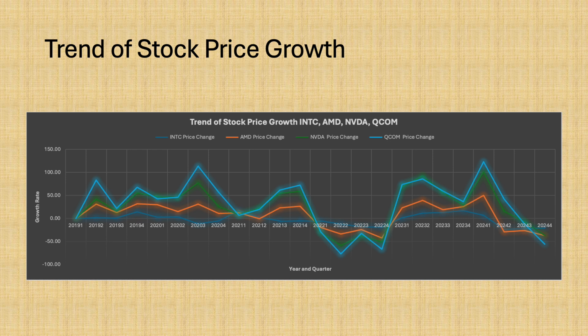As you can see from this graph now, that pattern appears to change. Say, before Q1 of 2022, Qualcomm is at the top. It is the best performer, has good growth, followed by NVIDIA, and then AMD, and Intel is at the bottom.